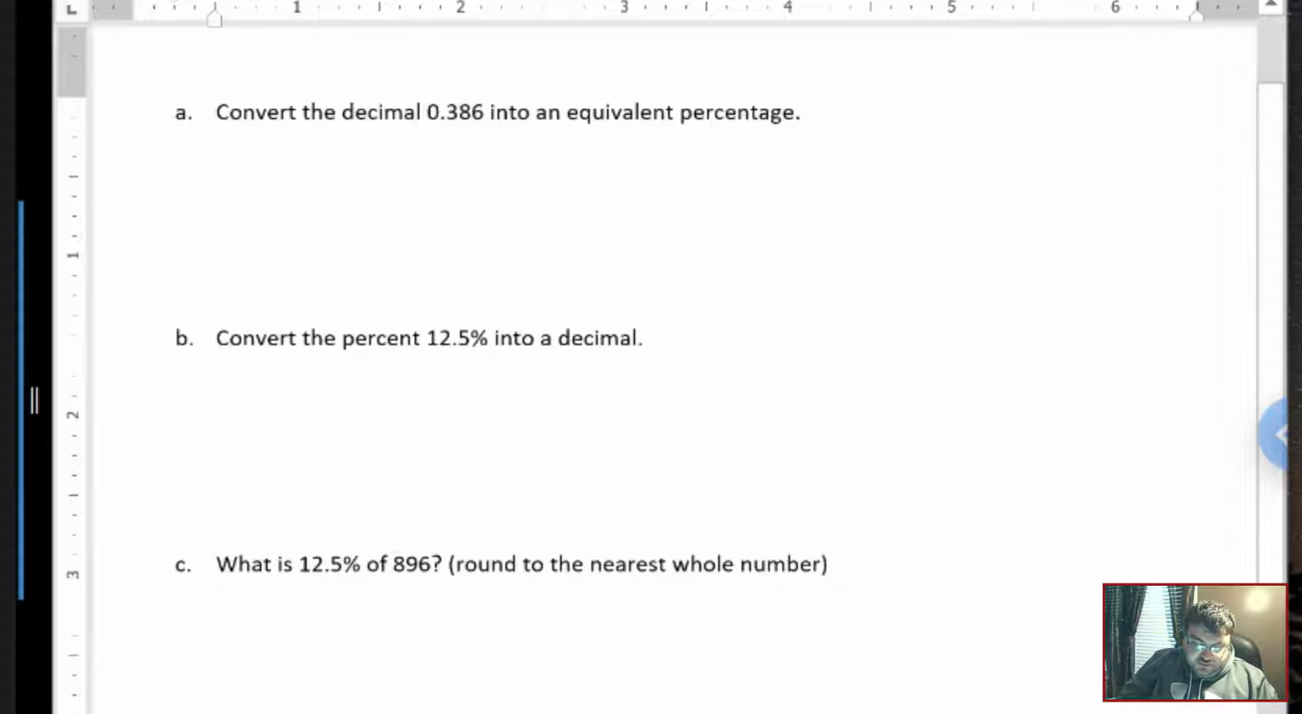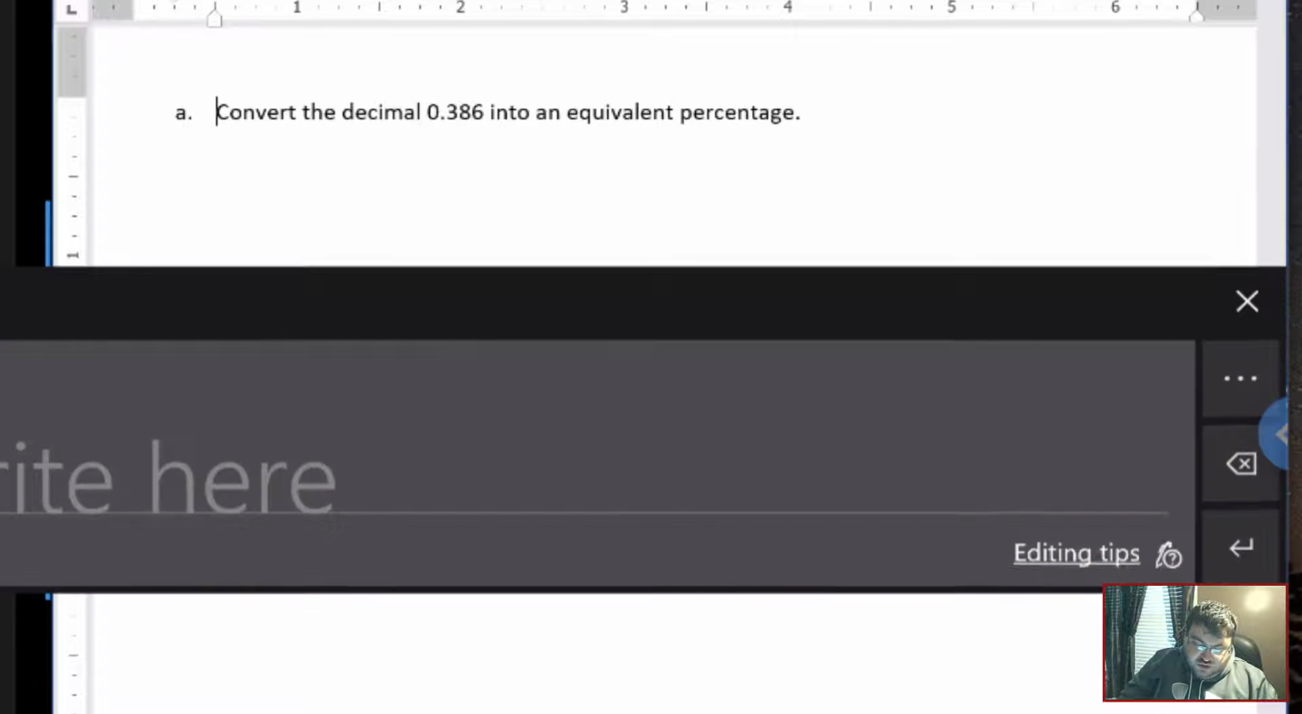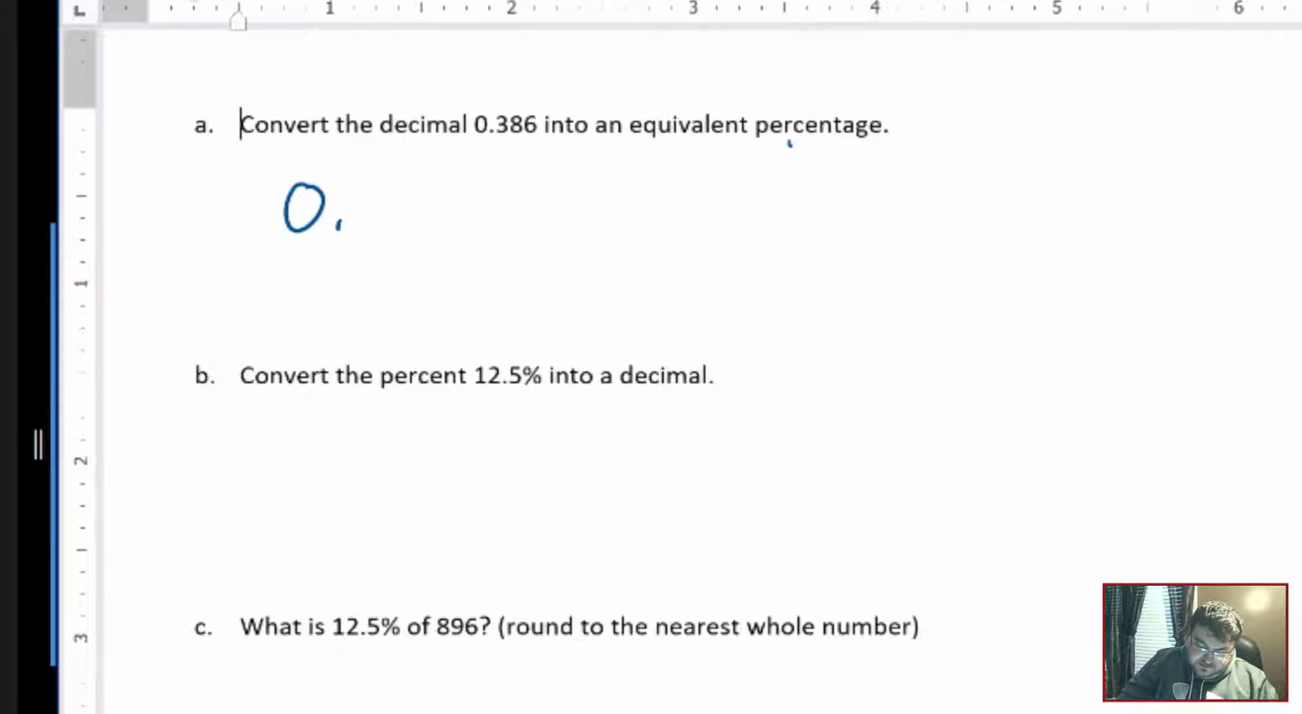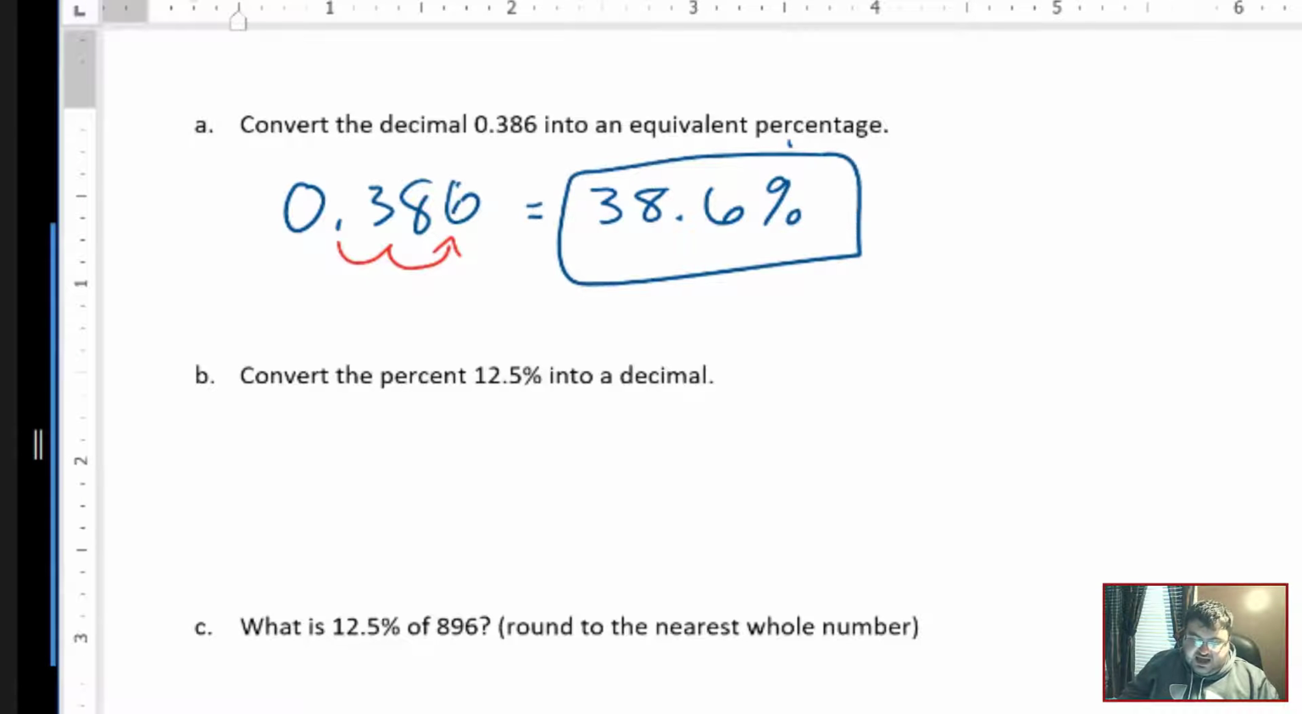Whenever you have a decimal and you want to convert it to a percentage, all you're going to do is move the decimal place 2 places to the right. So to convert 0.386 into a percentage, it'll basically be 38.6, and then to show that it's a percent, you always want to slap on a percent sign on the very back of it. Okay.